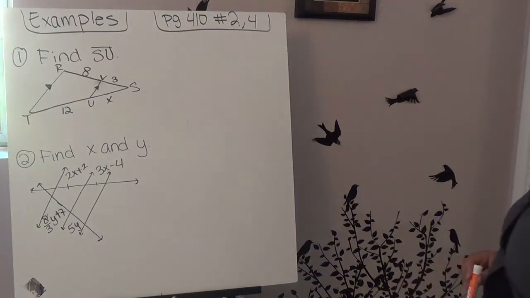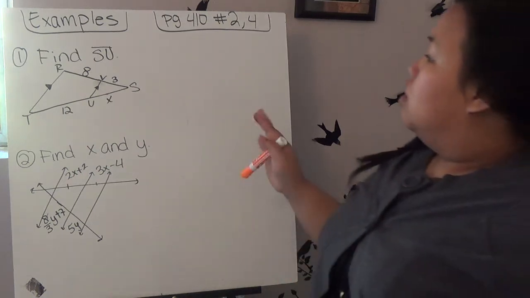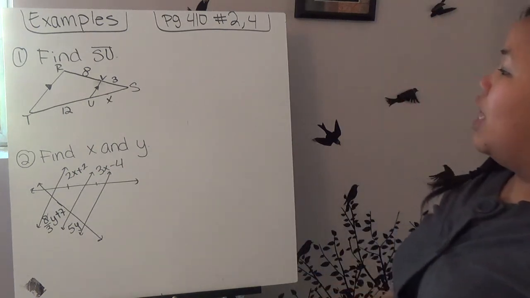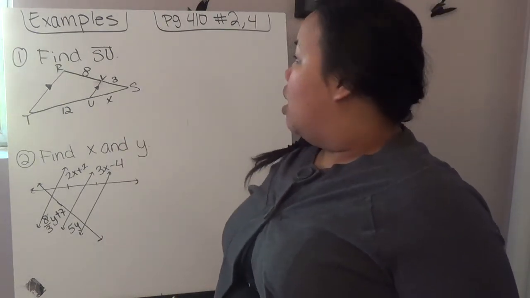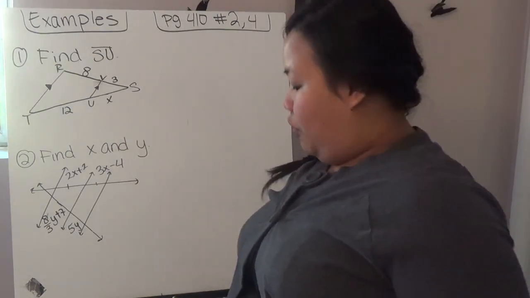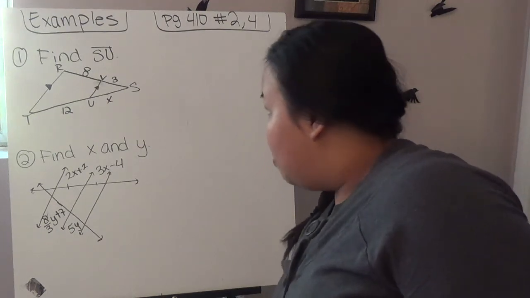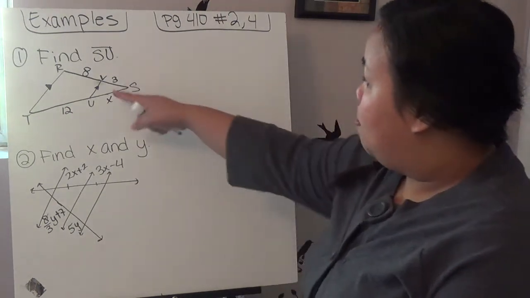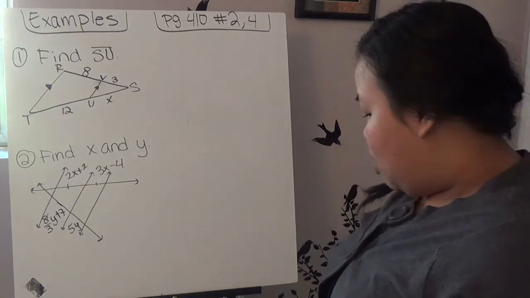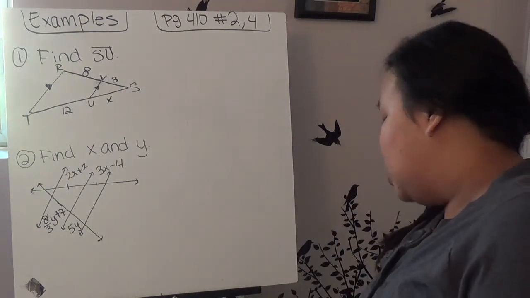Okay, this is example 1. It wants us to find SU. So I've labeled SU as X. And basically, if we do the theorem, this is a triangle. So if I tell you that these are parallel, I can apply the triangle proportionality theorem.